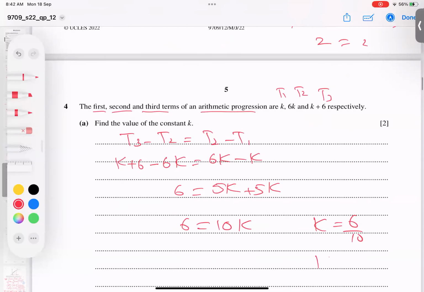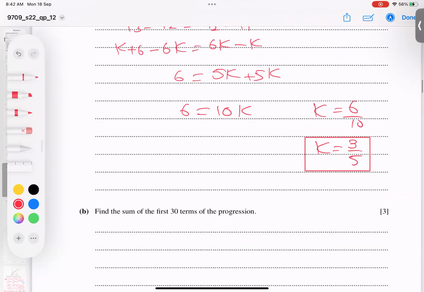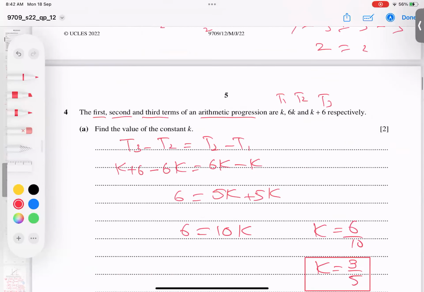And then 2 3s are, 2 5s are. So we got the K value. And let's go for the next part, which is to find the sum of the first 30 terms. Because the topic is arithmetic progression, what is the formula for it? It's very clear: Sn equals n divided by 2, times 2a plus n minus 1 times d. But for this formula we need some things.